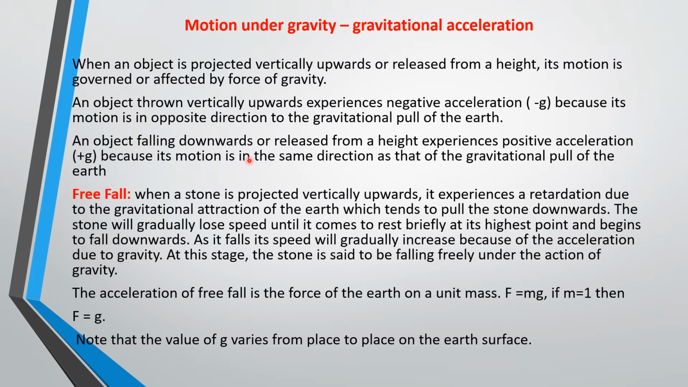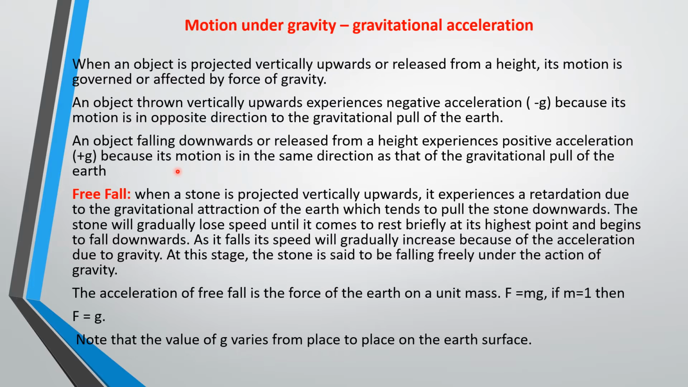Also, when the body gets to the maximum height and it is coming down, the acceleration will now be positive because it is coming down in the same direction as that of the gravitational pull of the earth. So the body will have a positive acceleration. Now these signs are very key because when we look at the equations of motion, we see where these negative and positive signs apply.